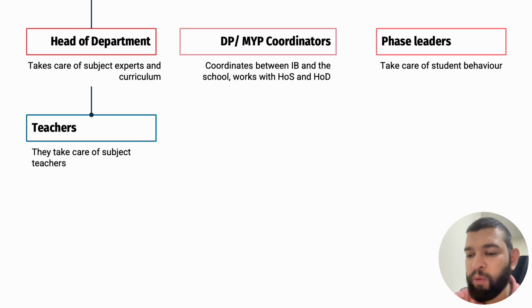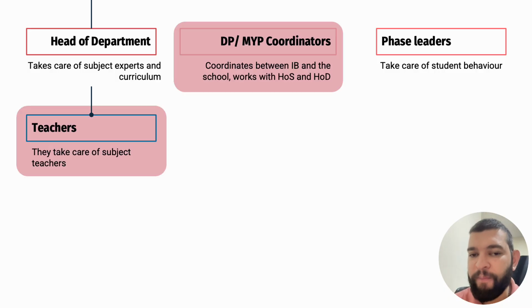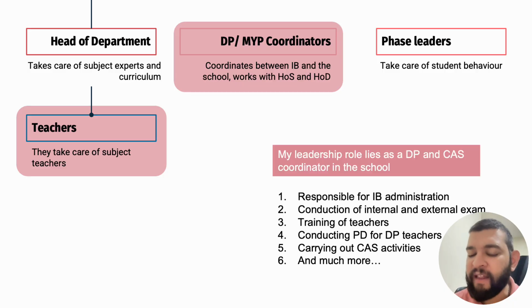As you can see, the DP coordinator, phase leaders, and head of department are on the same plane. This also suggests the importance of distributional leadership, and under the head of departments, we have different subject teachers. Now, my role comes as a DP coordinator and as a biology teacher, and these are some of my responsibilities. For example, I'm responsible for the administrative tasks, curriculum, internal and external examinations, training of teachers, conducting PD for DP teachers, carrying out CAS activities, and so much more.